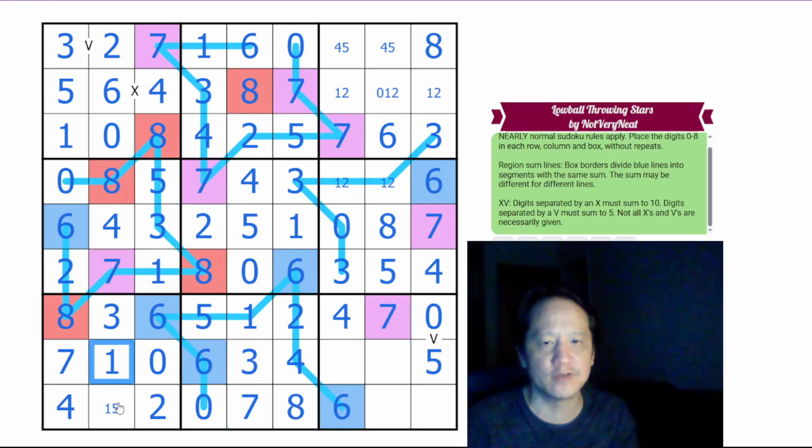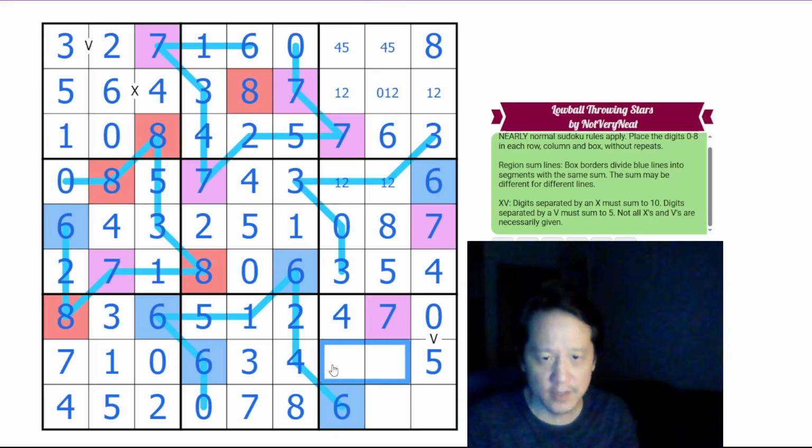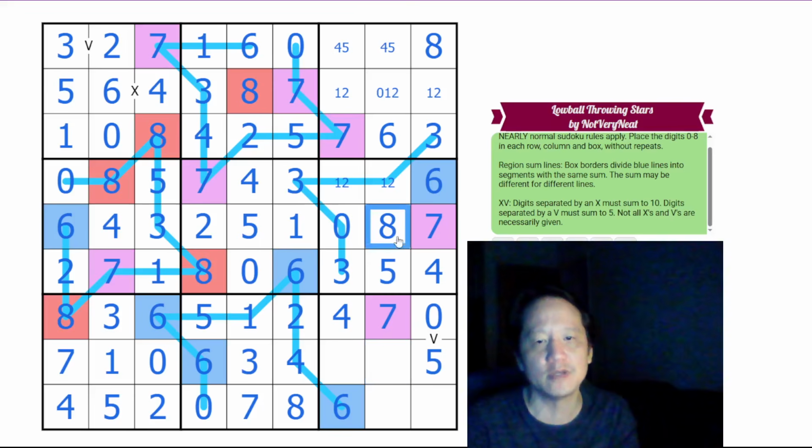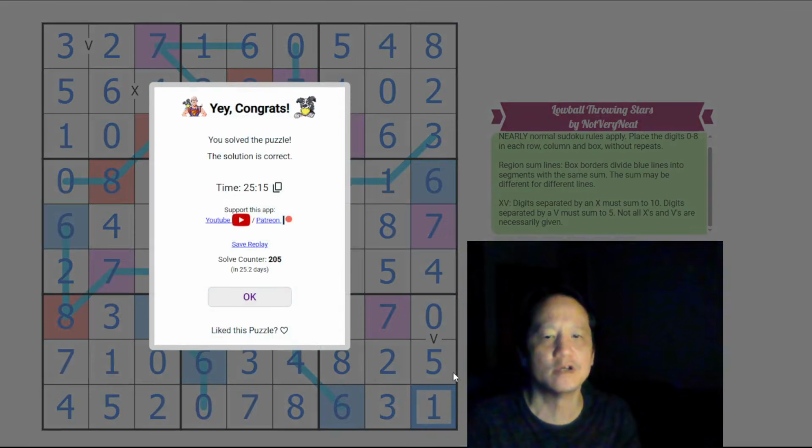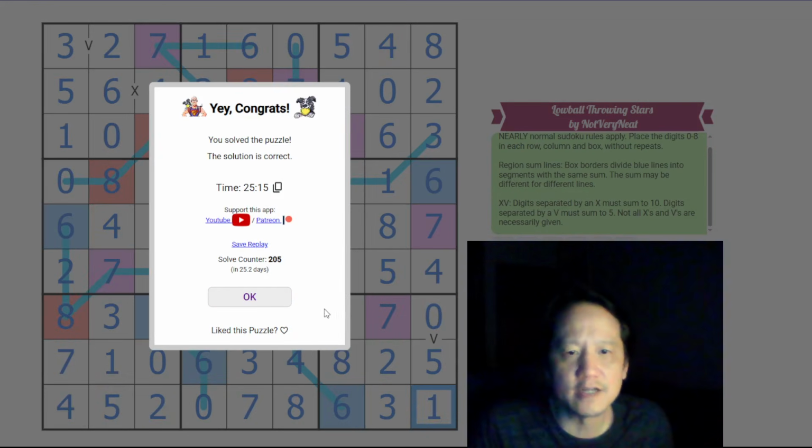5 eliminates 5 here, so it's 1 and 5. We have 2 and 8 remaining in row 8. This can't be 8 because of 8 in the column. So this is 2, this is 8, which makes this 1 and 2, which makes this 1 and 2 and 0. 4 eliminates 4 here, so it's 5 and 4. We have the remaining digit in column 8 is a 3, and the remaining digit in column 9 is a 1. And that's a solution.